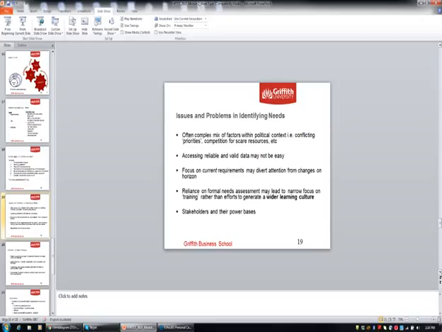So it might be hard for one department to get ahead if they're not getting really the funding they need, because it's going to another area that's either been able to demonstrate that they need the funding more, or it's an area that the university, say, wants to promote. Another problem is that you can have difficulty accessing reliable and valid data.